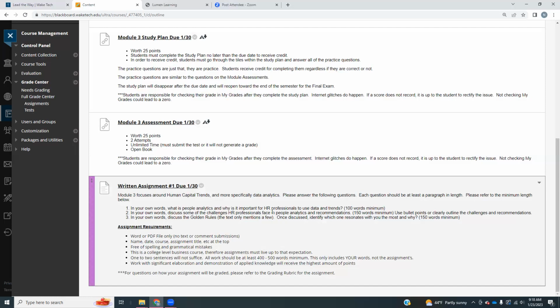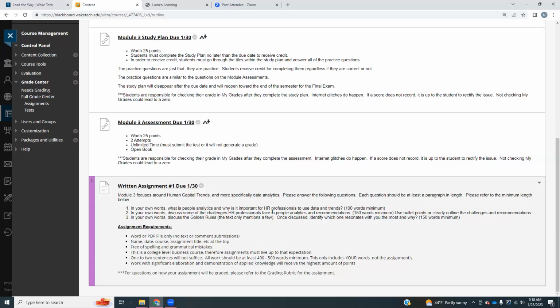The second question discusses the HR challenges that professionals face. Now you'll find this information in the textbook, but again, I want you to discuss them in your own words. What do you think some of the challenges are when it comes to people analytics? And then I want you to discuss recommendations, what you would recommend. So here is a good way for you to get the 150-word minimum. I'll give you a little help here.